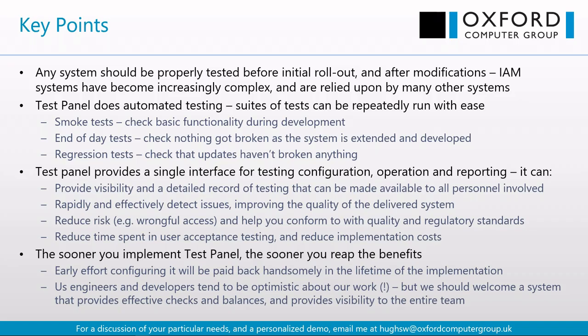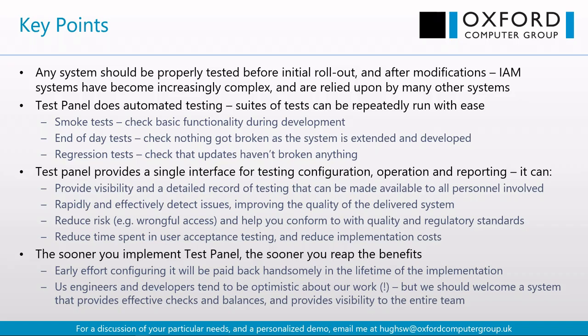End of day tests, perhaps a series of tests that you run at the end of each day to make sure that you didn't introduce errors as you extended and developed the system. And then maybe much later on in the life of an implementation, regression tests. We need to roll out changes, perhaps new attributes to be synchronized or new objects to be provisioned into different systems. And our regression tests will check that we didn't break anything else as we did it. And of course, we'll gradually develop those tests as necessary.